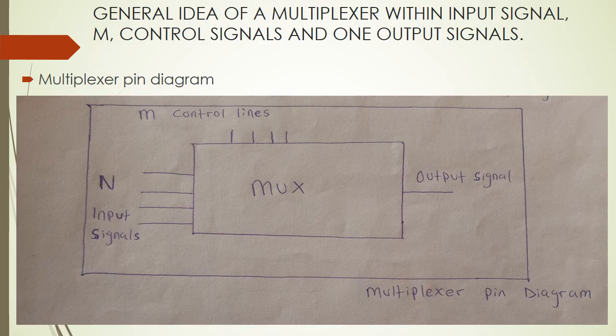So let's look at the general idea of a multiplexer with N input signals, M control lines, and one output line. The M control lines refer to the select inputs. The N input signals are the real input signals that we input into the multiplexer. We can number them D0, D1, D2, D3. Then the output is Y. MUX is the abbreviation of multiplexer. So this is the pin diagram of a multiplexer.